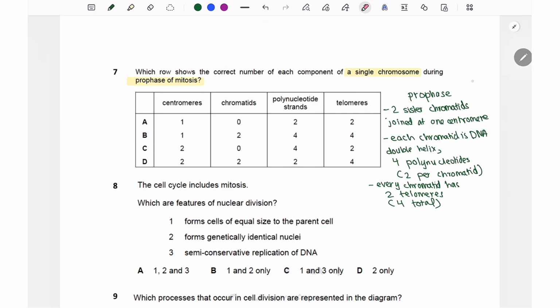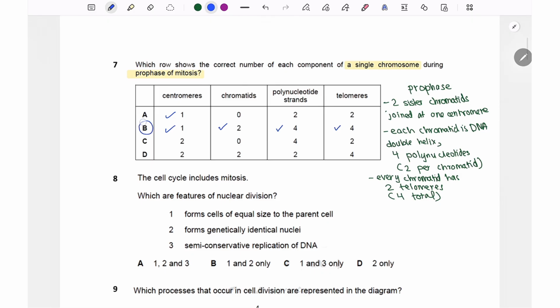So I've written down everything here. There is going to be one centromere joining the two sister chromatids, and there are going to be two chromatids, two sister chromatids joined at the centromere. The polynucleotide strands are going to be four, two per chromatid, and then the telomeres are going to be four, one at each end. So B should be our answer.